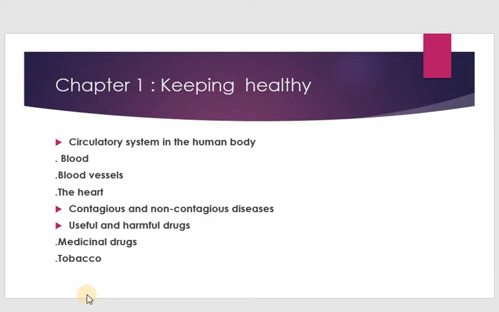We are going to discuss in this video Chapter 1, Keeping Healthy. First of all, I would like to tell the topics or content of this chapter. First topic is the circulatory system in the human body. It consists of blood vessels and the heart. Second topic is contagious and non-contagious diseases. Third one, useful and harmful drugs, medicinal drugs, and tobacco.